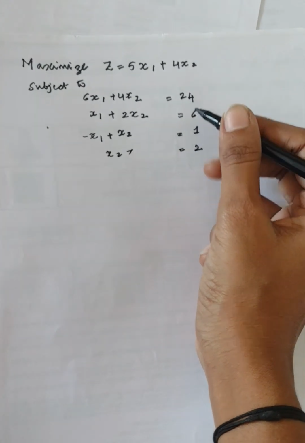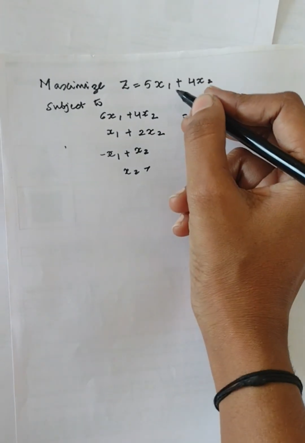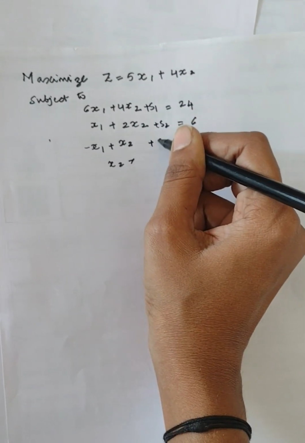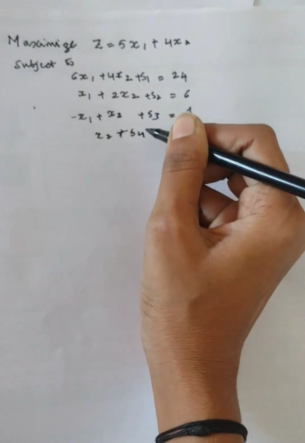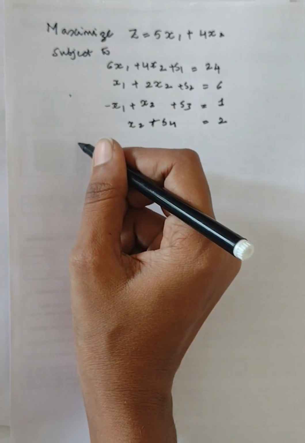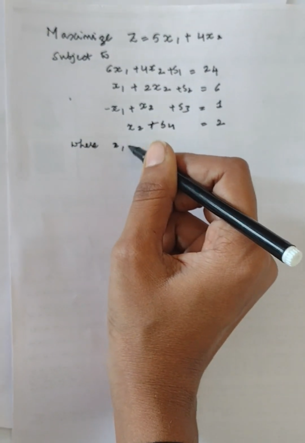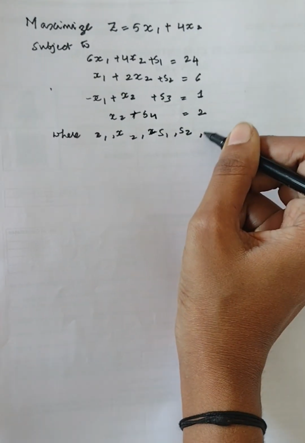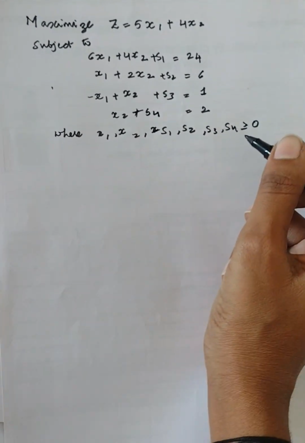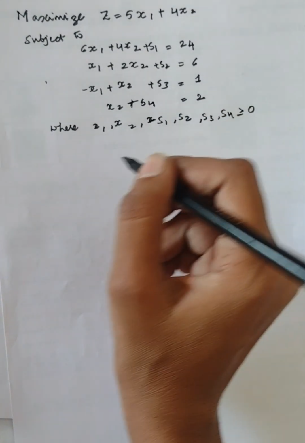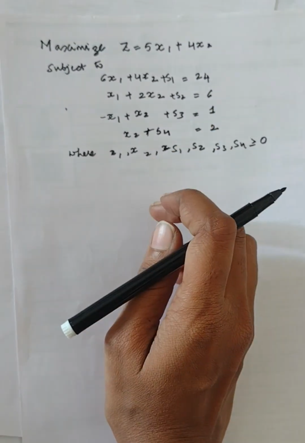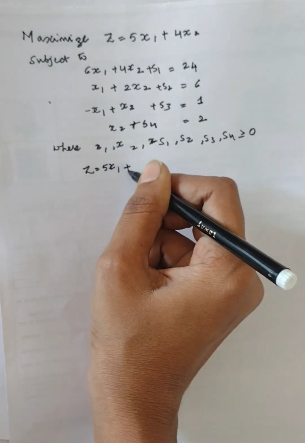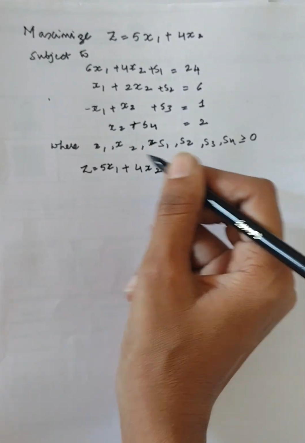These four inequalities are converted to equations by adding slack variables: slack 1, slack 2, slack 3 and slack 4, where x1, x2, s1, s2, s3, s4 are greater than or equal to 0. These s1, s2, s3, s4 are the slacks associated with the respective constraints. Now z = 5x1 + 4x2.